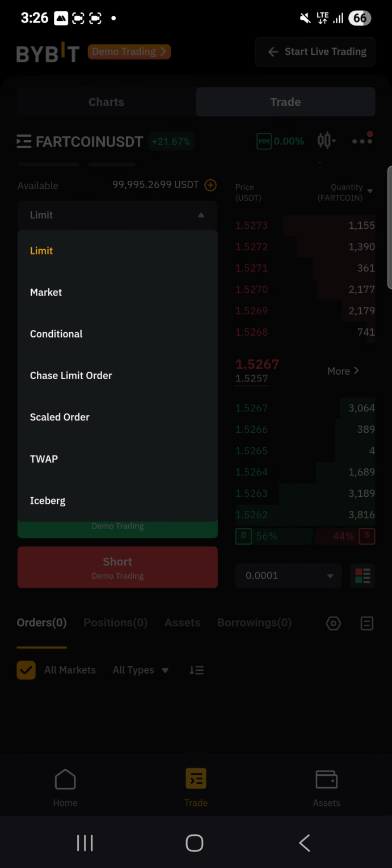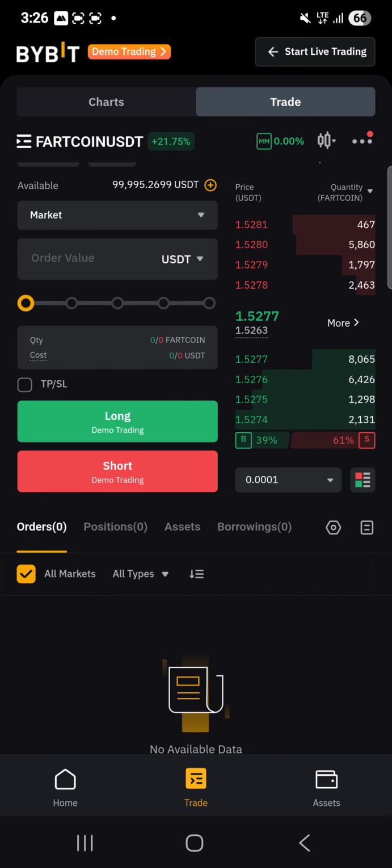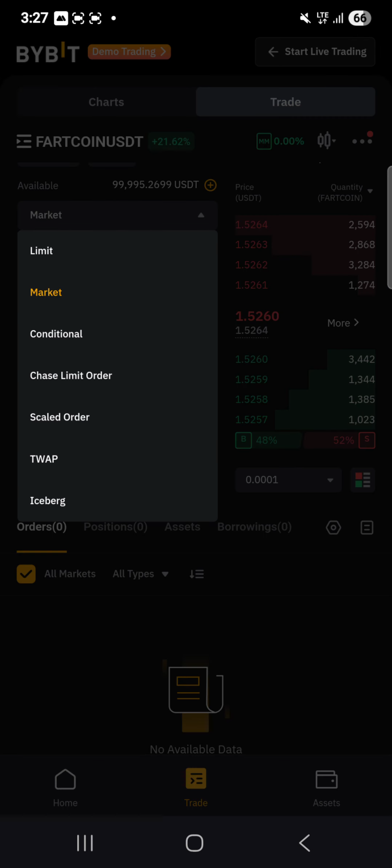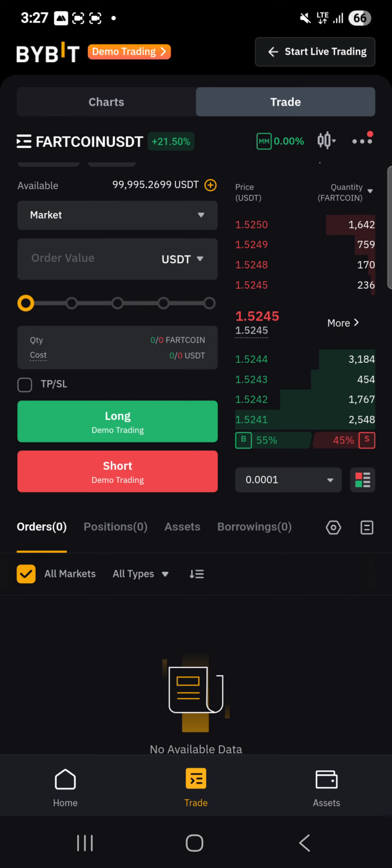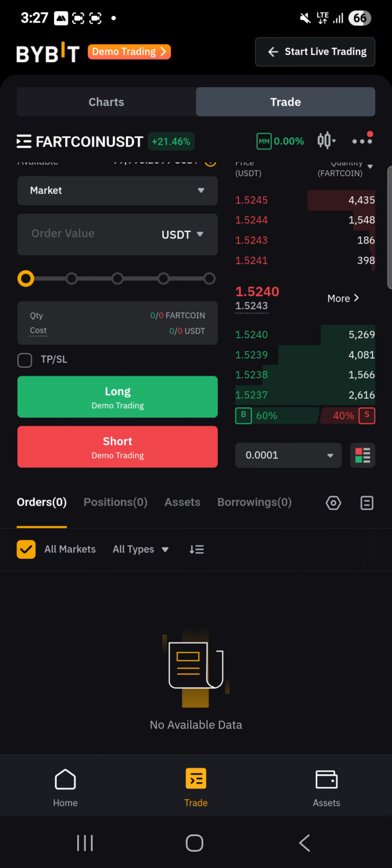Every other thing here, this market means you are trading at the market price. This conditional means you're waiting for some set of conditions to be met. I love using limit or market orders or conditionals, but every other thing here, I don't really use much of them. But the three things you need to know are limit, market and conditional. So let's move over to the next part, which is the take profit or SL.